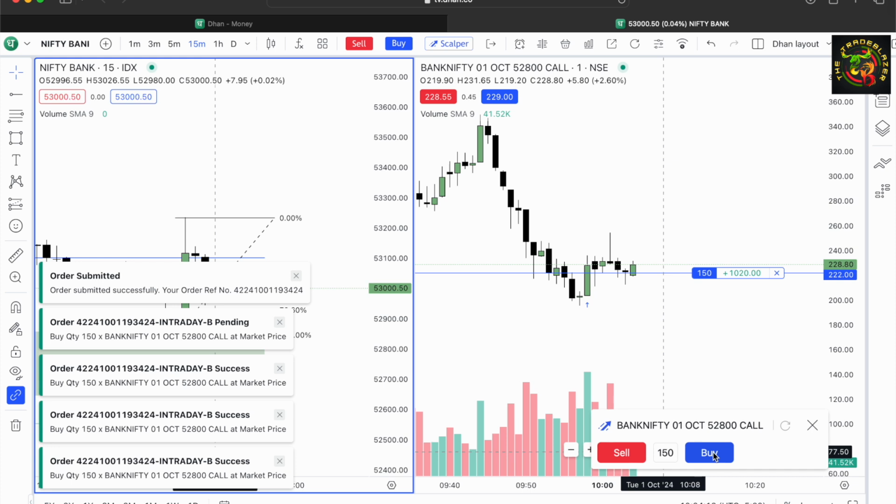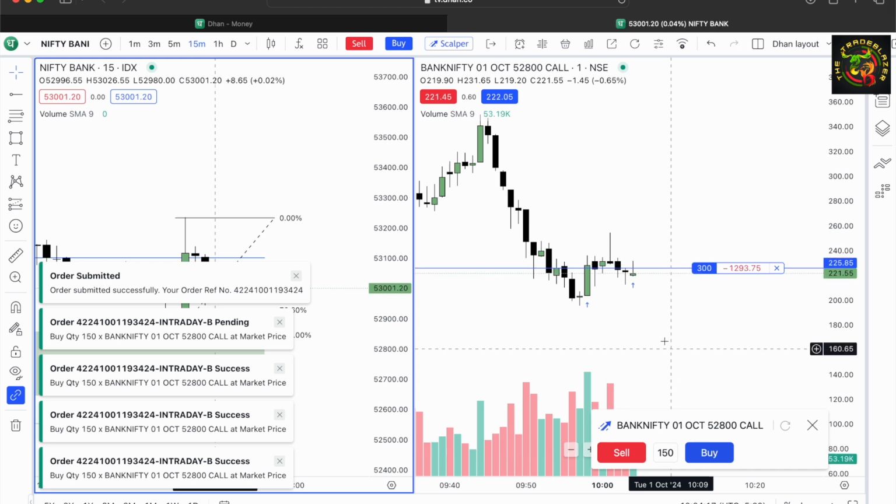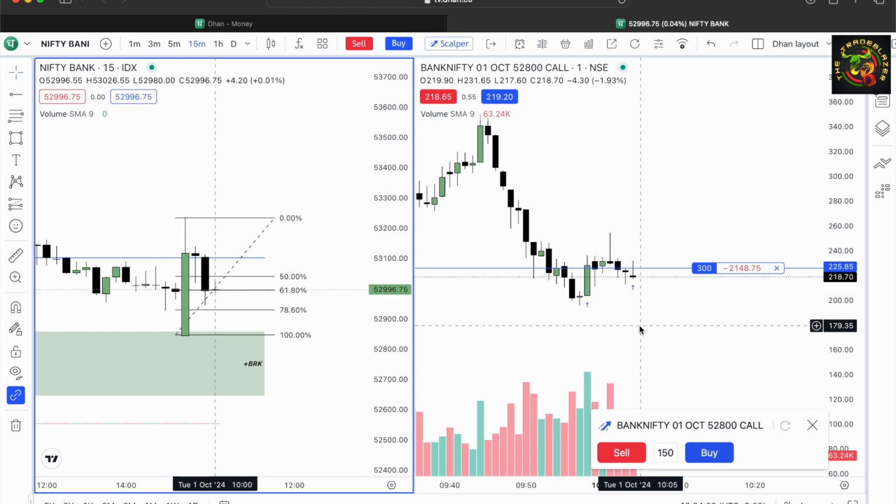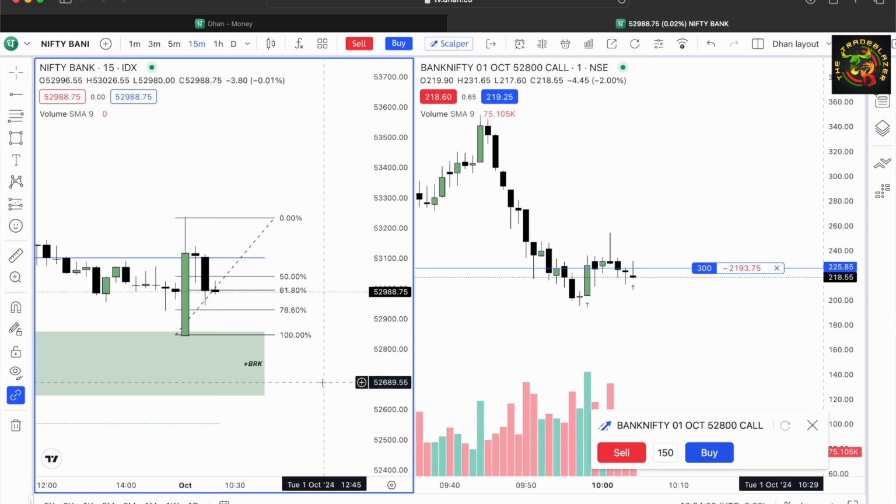We'll add here my second quantity of 150 as well, guys. So now I'm sitting with 300 quantity in this trade, and right now it is more or less trading at cost to cost. We'll see how this trade goes on from here.